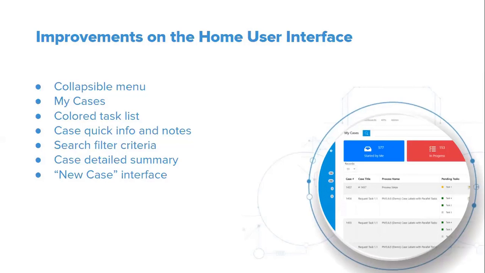The most notable modifications made to this case list also include a colored task list that Mauricio is going to be showing us in a moment, some big improvements made to the case quick info panel, and the case notes. And you're going to notice that we're also including a case detailed summary panel that I'm sure you're going to find totally useful. In addition to all of this, we're also going to take a look at the new interface used for creating cases and all of the new options available on it. So all of these options are going to be presented by Mauricio in a moment.